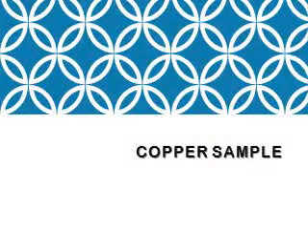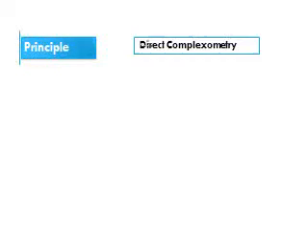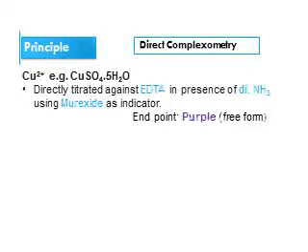Third one is the copper sample. The copper principle is very important and very interesting too. It's direct complexometry, in which copper is directly titrated against EDTA in the presence of diluted ammonia using murexide as indicator, and the end point is purple.